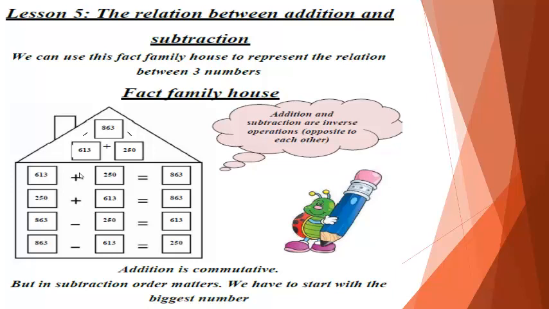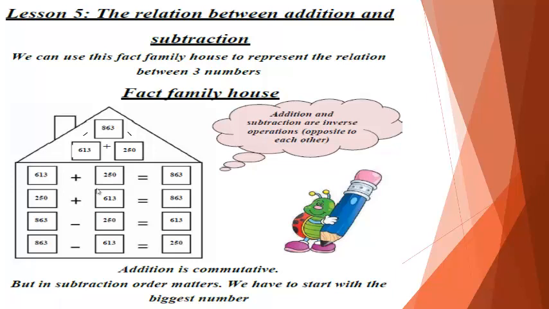What's the meaning of commutative? It means that if we change the order of the numbers, if I change the place of the numbers, I will have the same answer. So the order is not very important. The order doesn't matter in addition and multiplication.